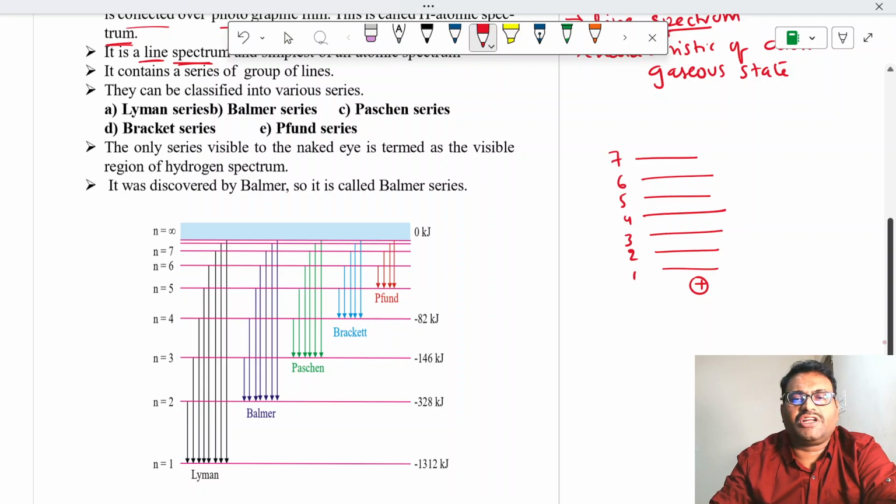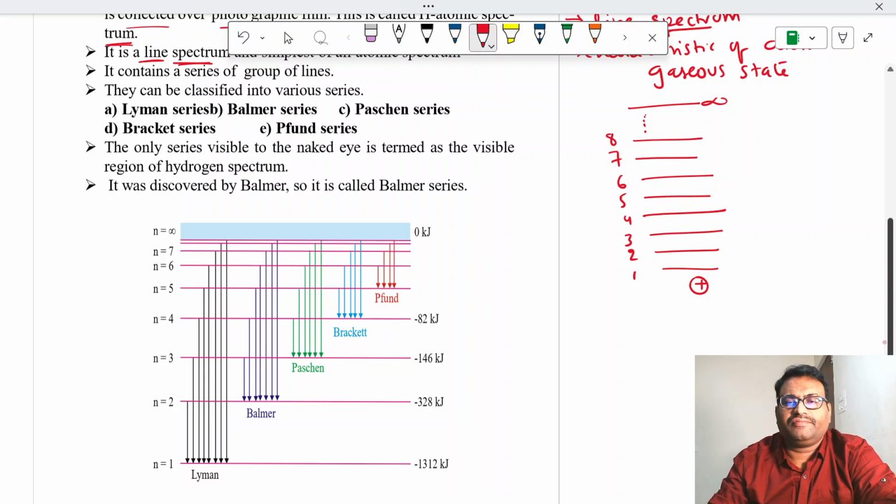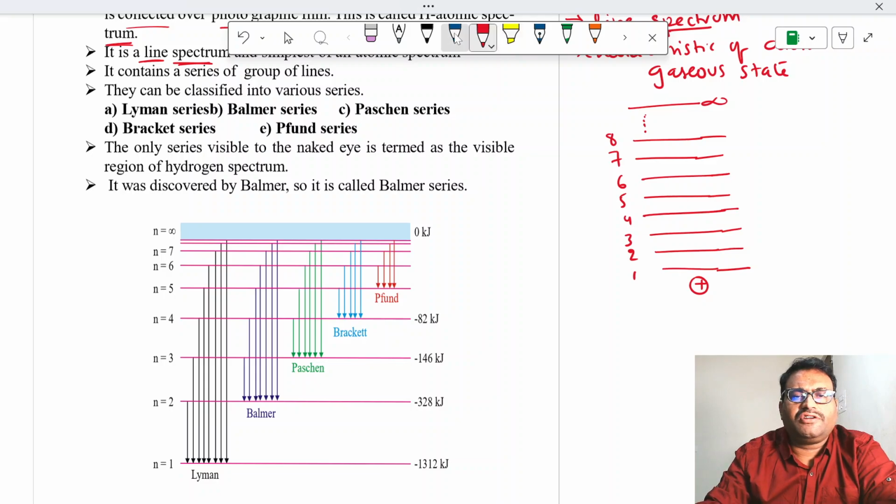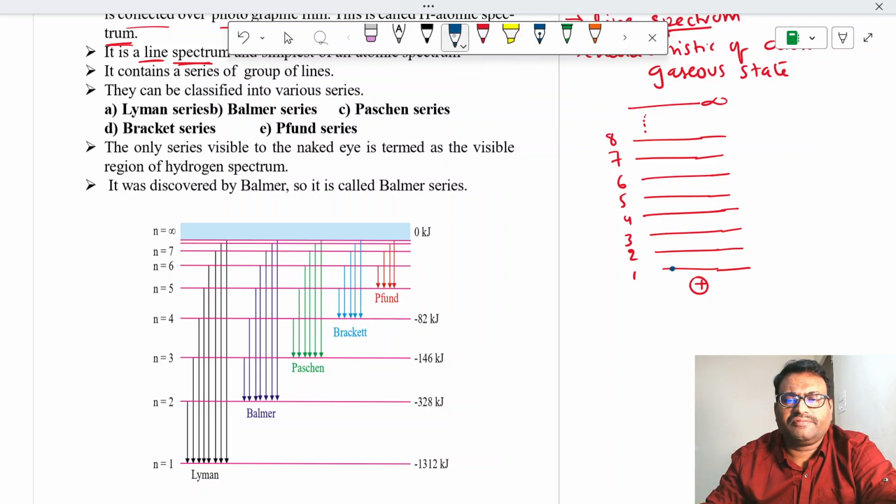According to Niels Bohr, these are also called orbits. This is infinity. You are finding here that the electron is present in the first orbit.